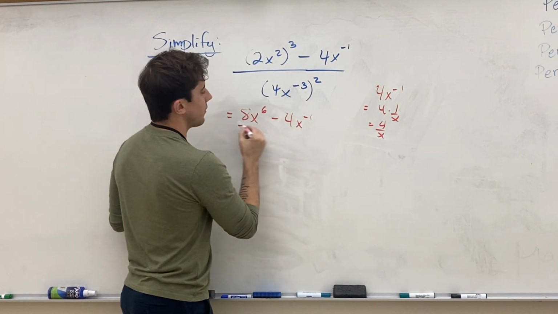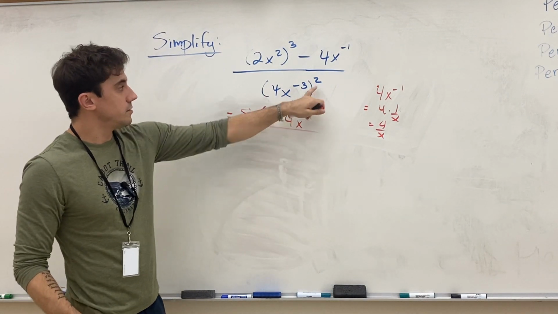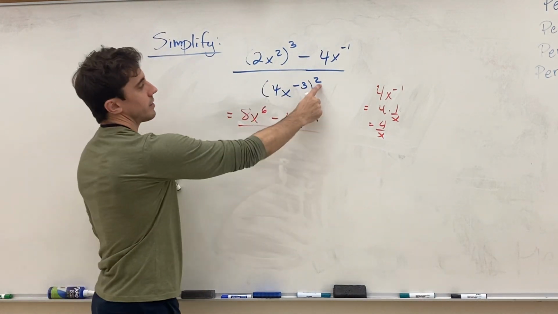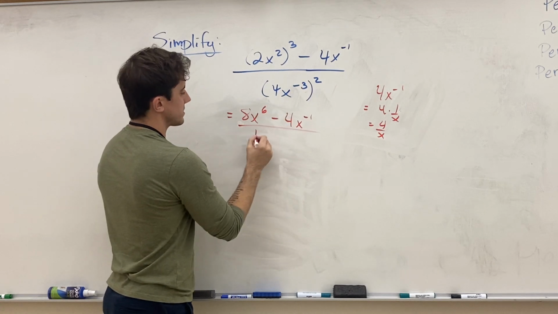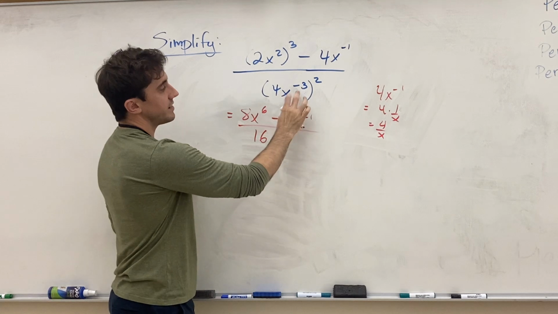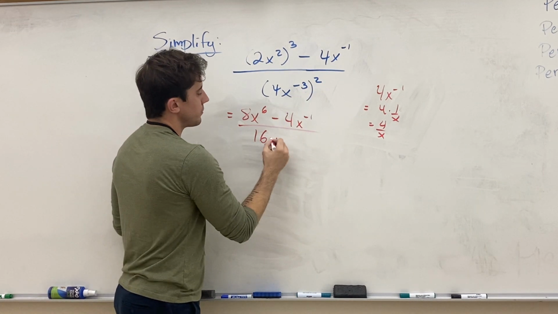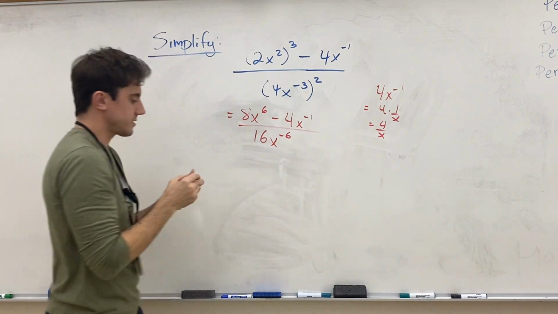And I'm going to simplify the denominator. So again, 4x to the negative 3 are all being raised to the power of 2. So the square hits the 4, becoming 16, right? And then x to the negative 3 raised to the power of 2, we multiply those exponents again, and we get 16x to the negative 6.